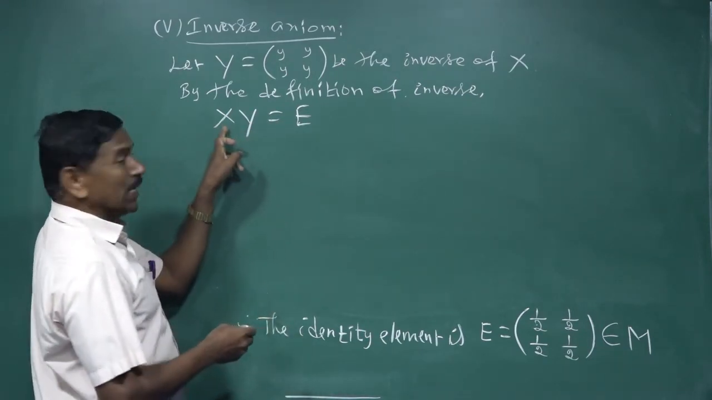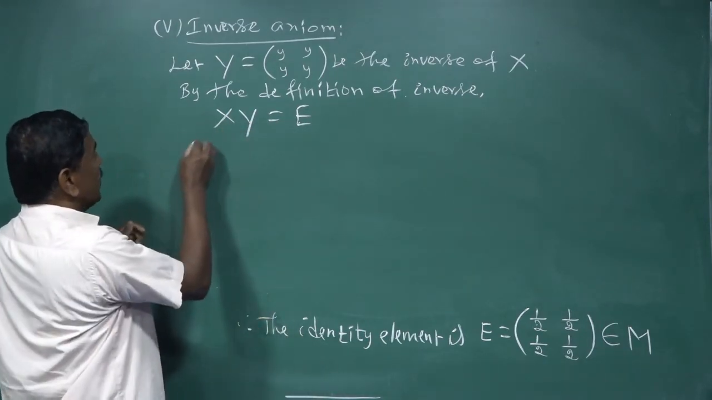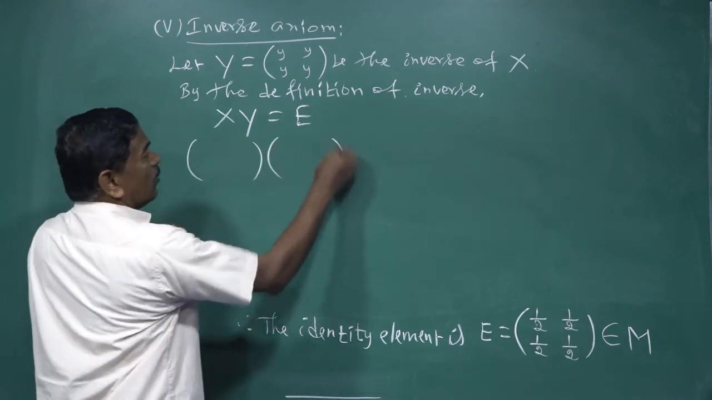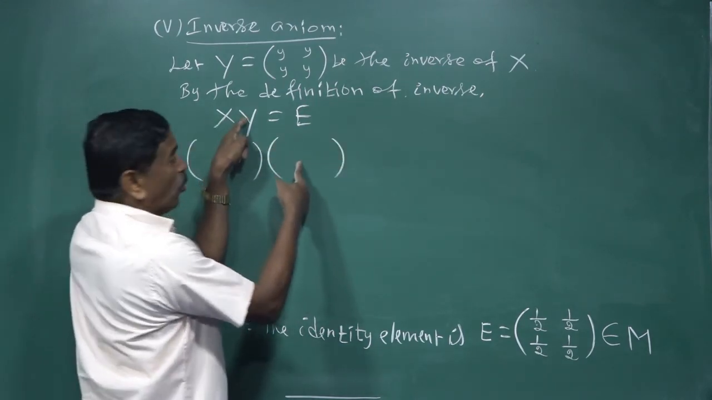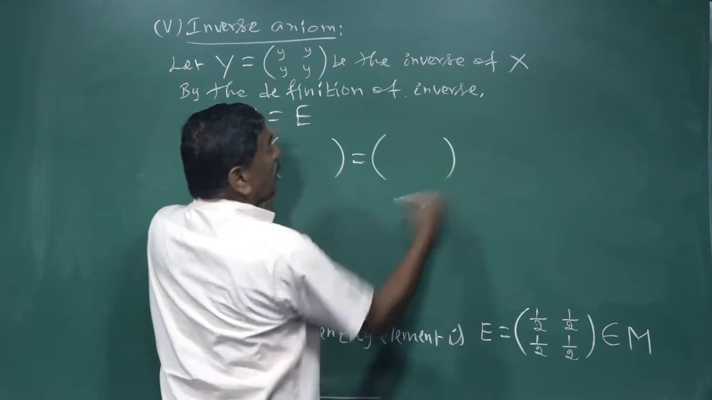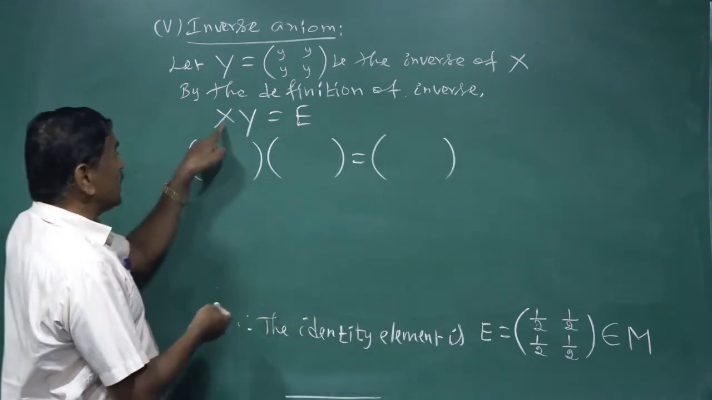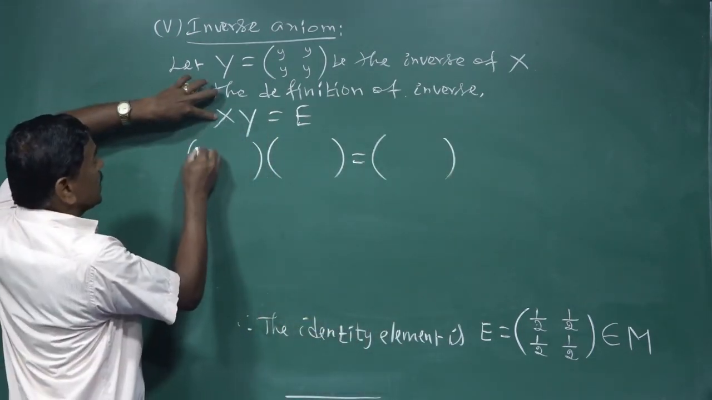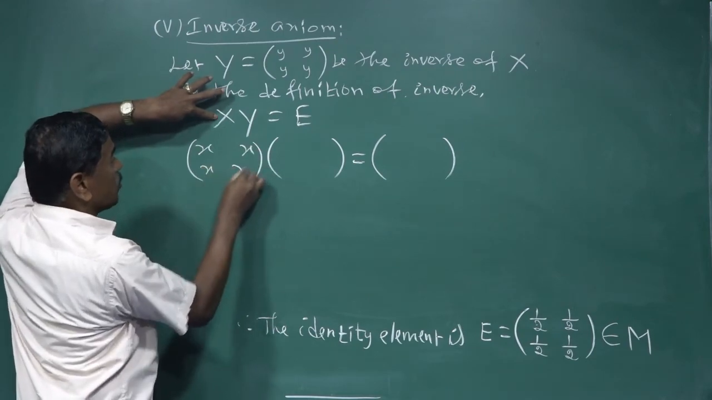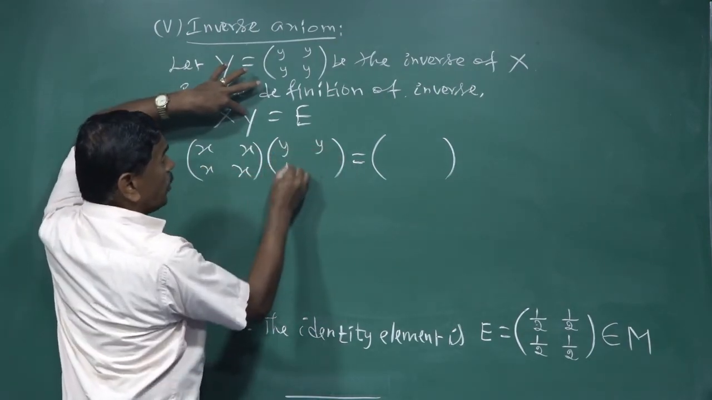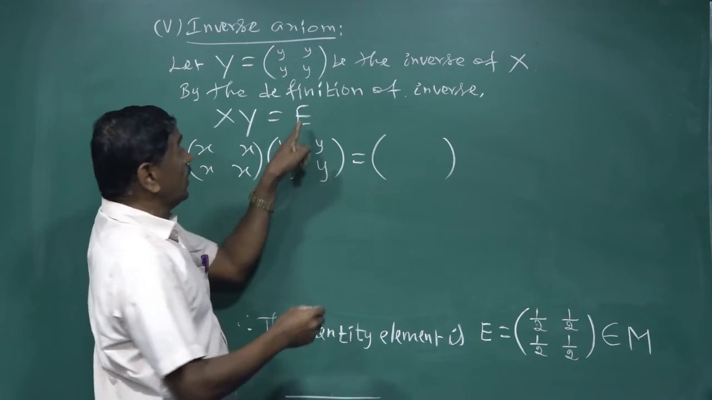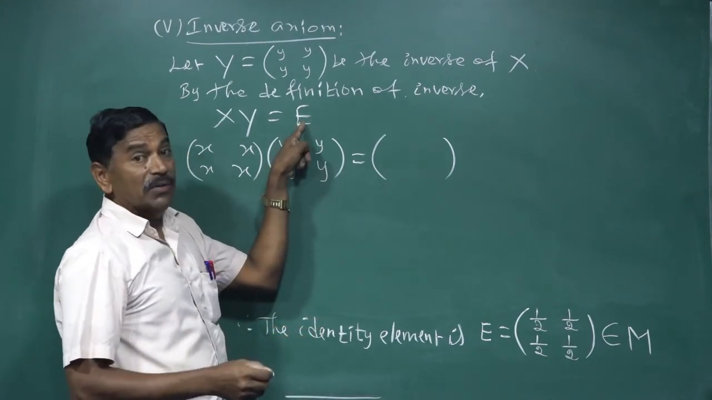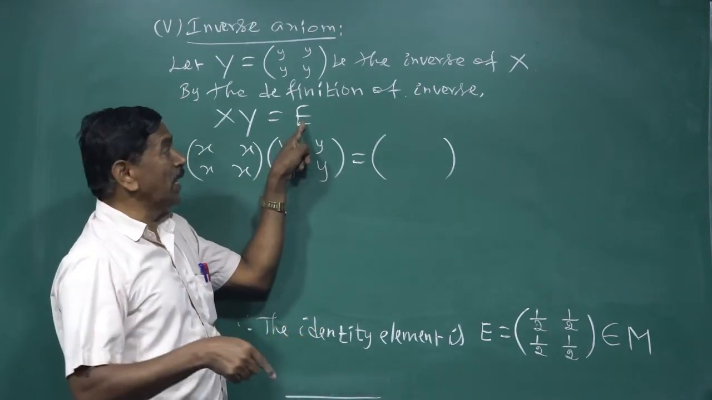What is x? Can you tell me? Yes, very good. X matrix into y matrix is equal to E matrix. What is x matrix? X matrix is equal to small x, small x, small x, small x. Y matrix is equal to small y, small y, small y, small y, which is equal to capital E, which we have taken as the identity element.